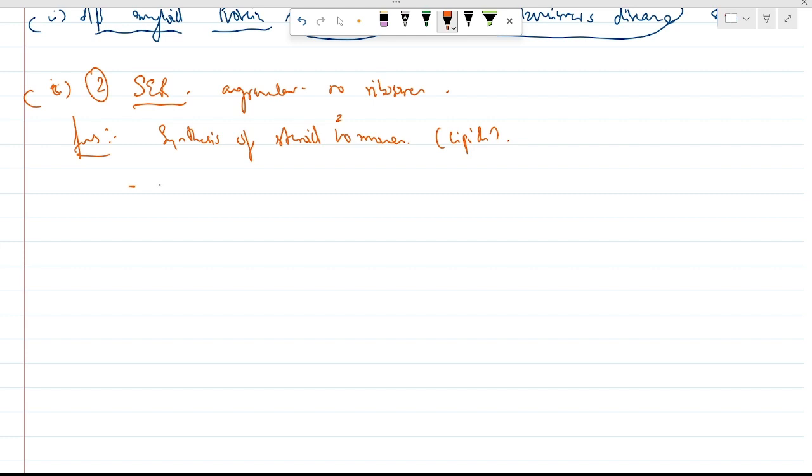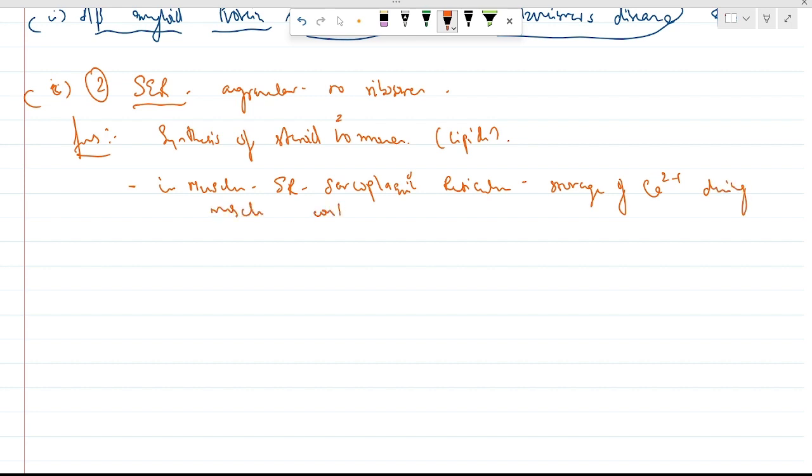Then we have, in muscles, this form of smooth endoplasmic reticulum is called SR, that is sarcoplasmic reticulum. Sarcoplasmic reticulum is the storage for calcium during muscle contraction. During muscle contraction, calcium is needed. So this sarcoplasmic reticulum is for storage of calcium during muscle contraction.